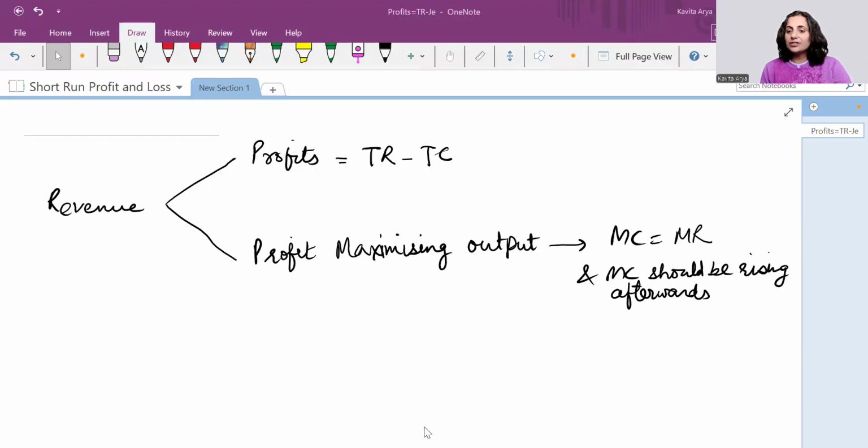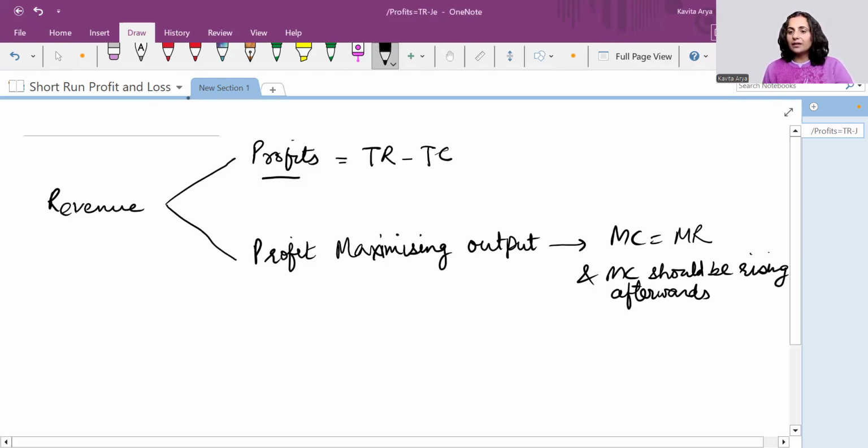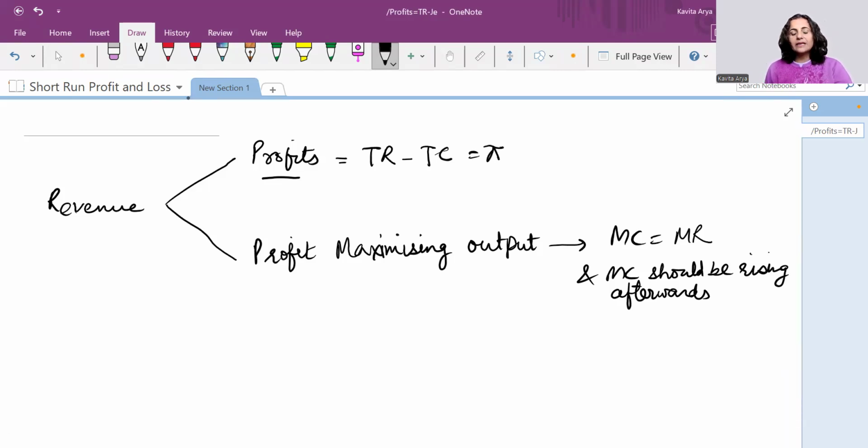So let's proceed to understand how do we go about determination of these with the help of diagrams. Okay. So for this, let's go back to the understanding given by the chapter revenue. Chapter revenue gave us two things. One, the profits can be determined by TR minus TC, that's equal to pi, the denotation of the profit. And the second is the profit maximizing output, the quantity to be produced by the producer, found by MC is equal to MR, and MC should be rising afterwards.